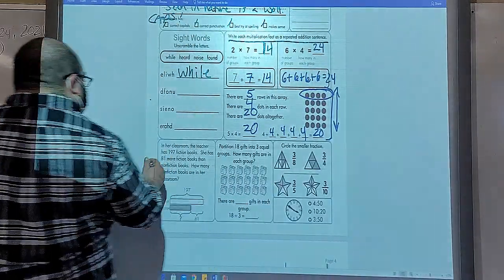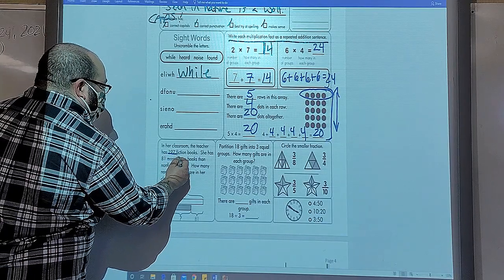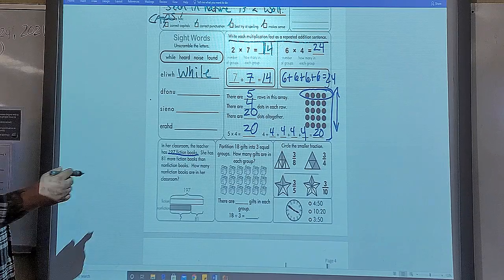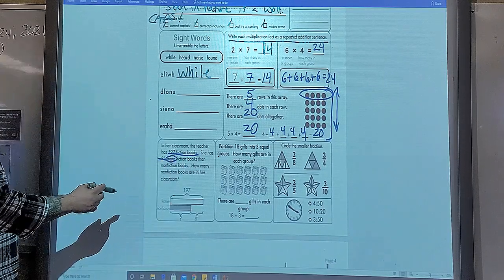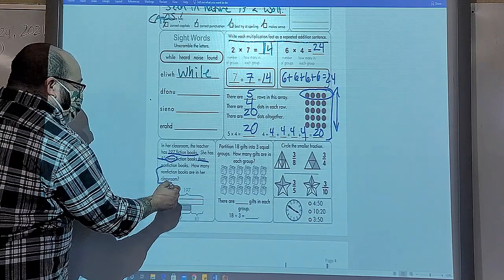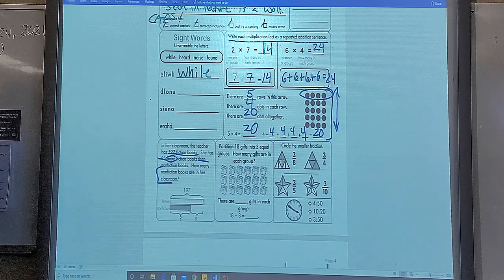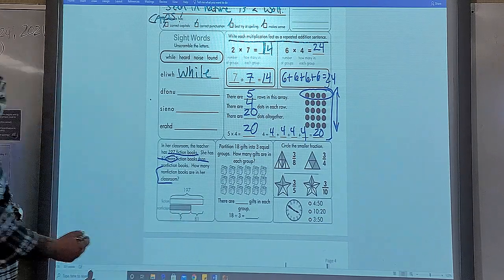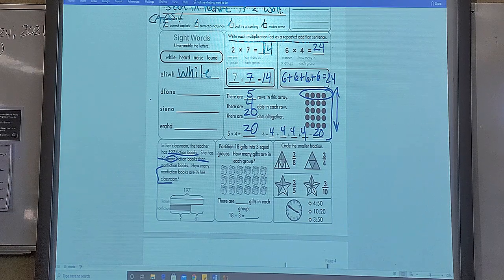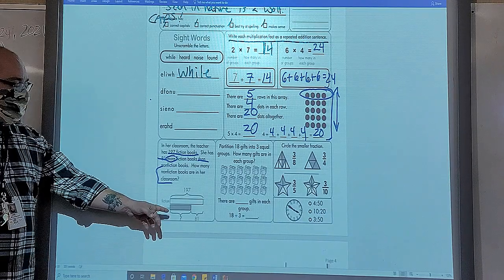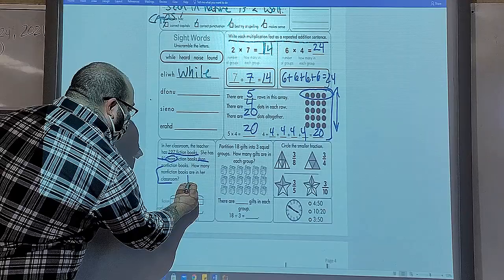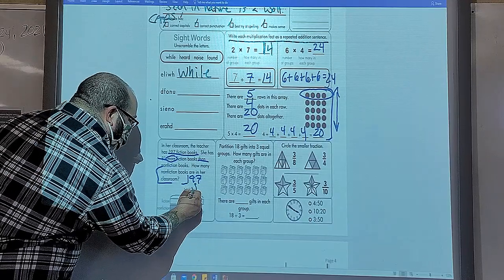Now this one, in her classroom, the teacher has 197 fiction books. Again, circle and line, make sure you've got the important information. She has 81 more, there's your keyword, more fiction books than non-fiction books. How many non-fiction books are in her classroom? Okay, so two things. One, what's our operation? So you're adding? Are you sure? Double check. Look at your keywords, more than, right? And then look at the drawing on the bottom. Oh, subtraction. Exactly. So it's 197 minus 81, right?